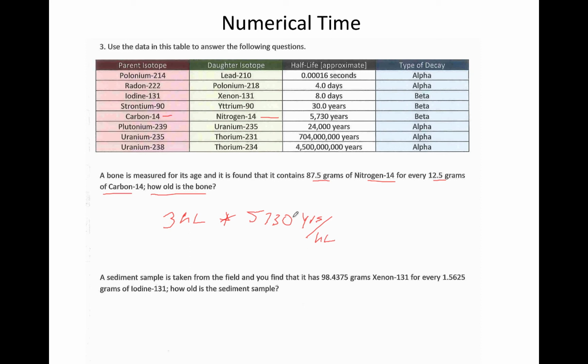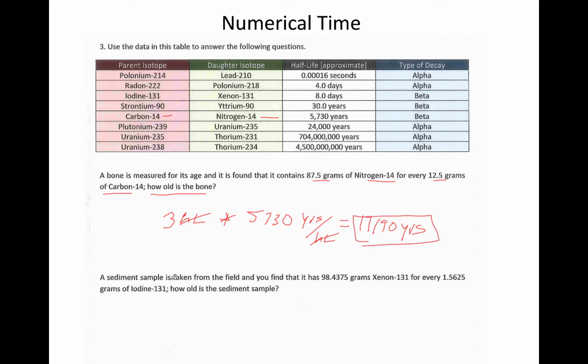What do we get out of this when we multiply? Well, half-life cancels with half-life, and we end up with a value of 17,190 years. So that's your answer for the age of the bone.